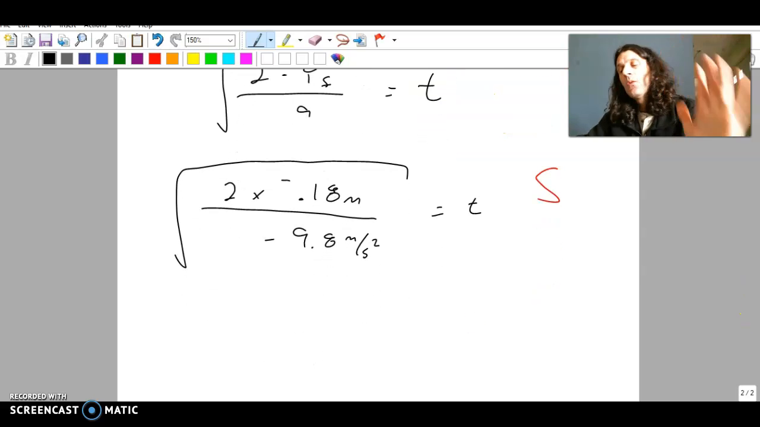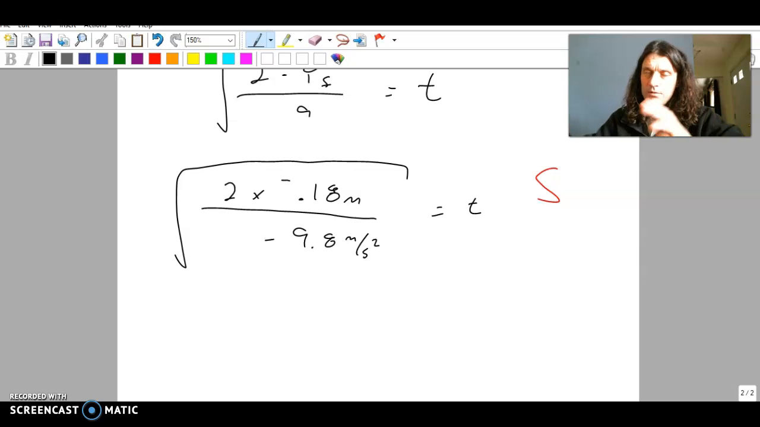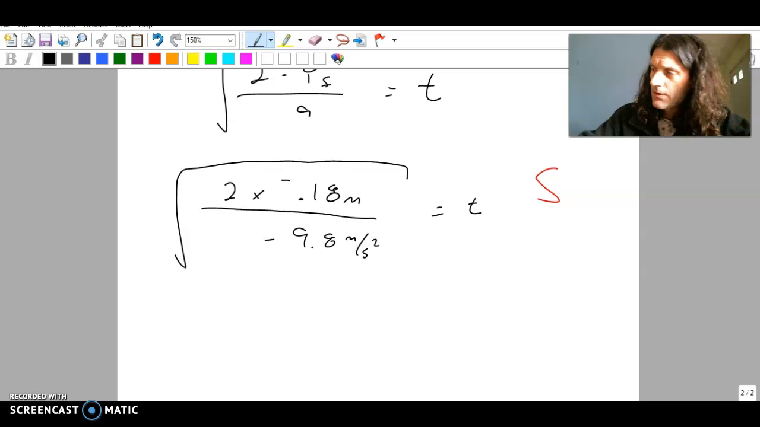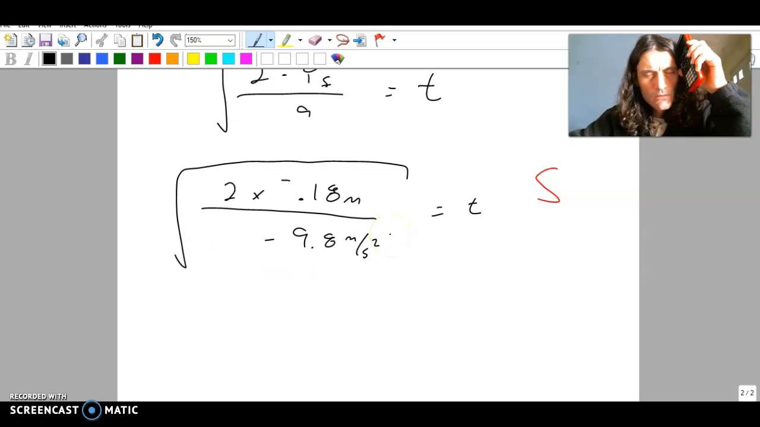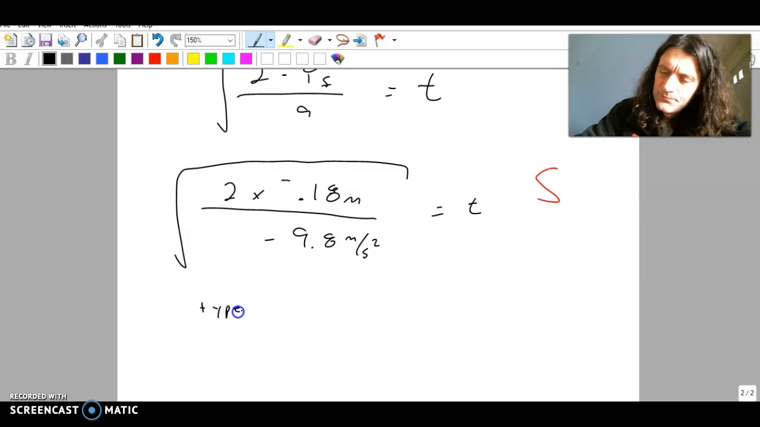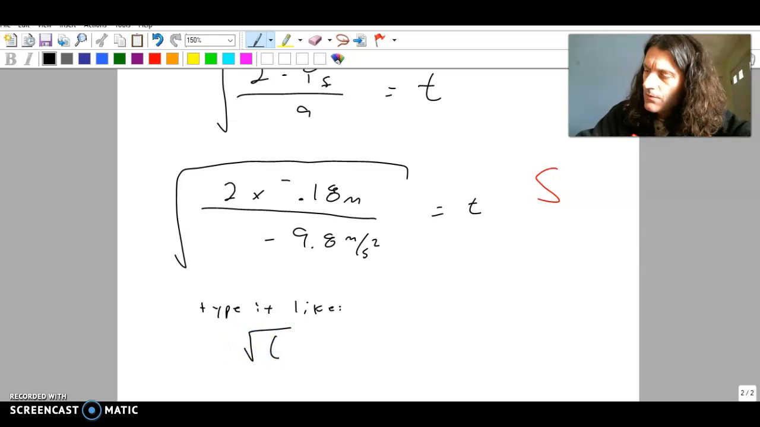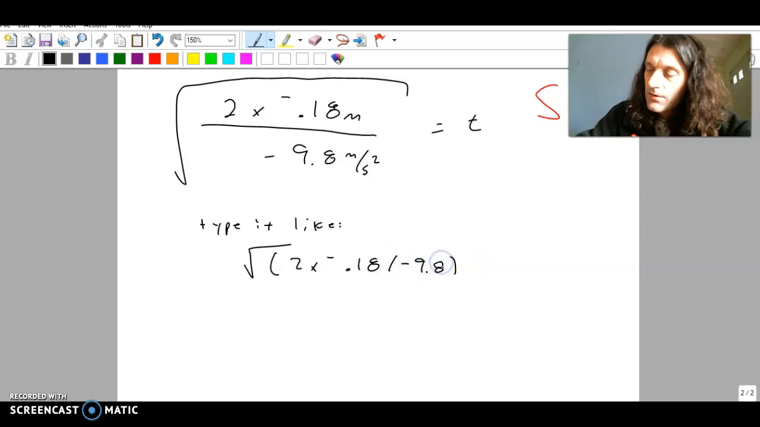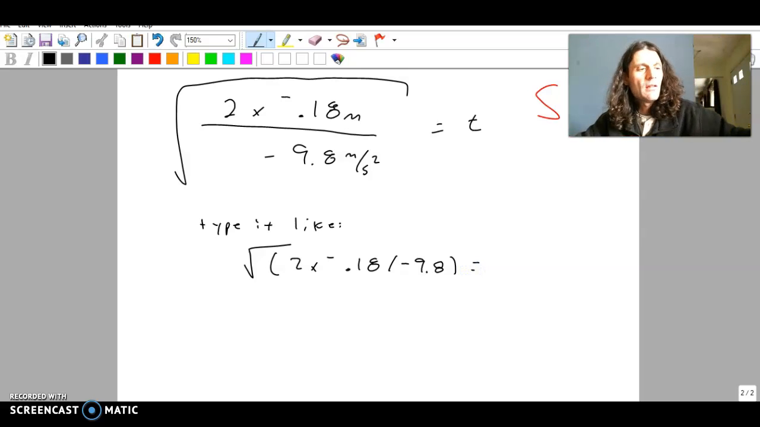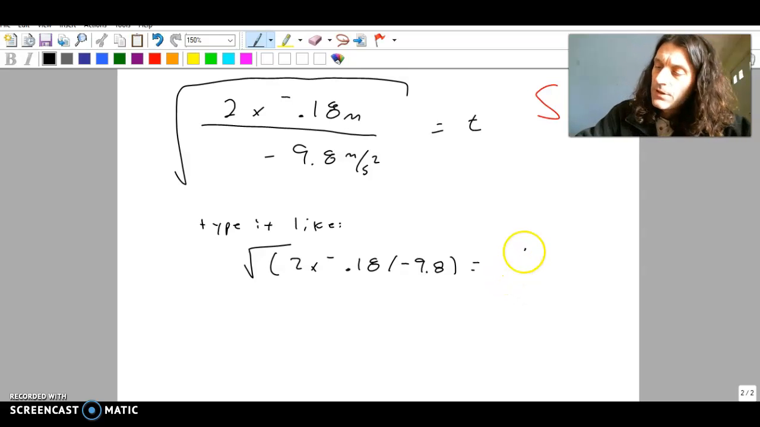All right. Now, when you do the math, for gosh sakes, people, do the math all at once. Don't baby step through this. Your magic box is quite full of mojo. It can handle that calculation if you do it all at once, I promise. Type it like this. Square root, it will give you a parenthesis. Use it. You don't even need a second one. 2 times negative 0.18 divided by negative 9.8, and then close the parenthesis, enter. That's it. That's all you got to do. Do the math all at once.